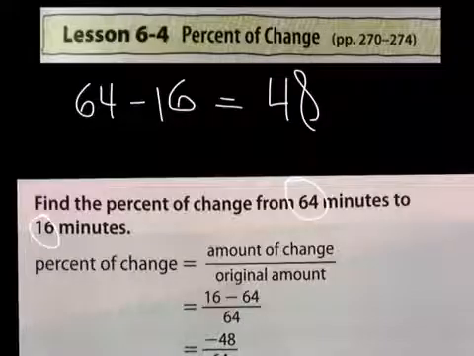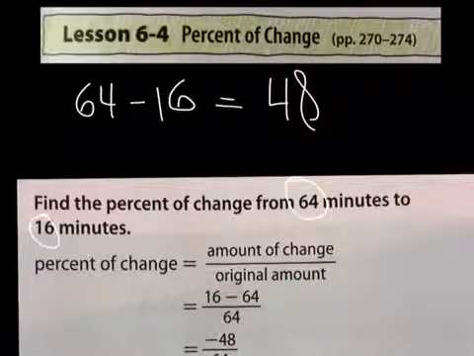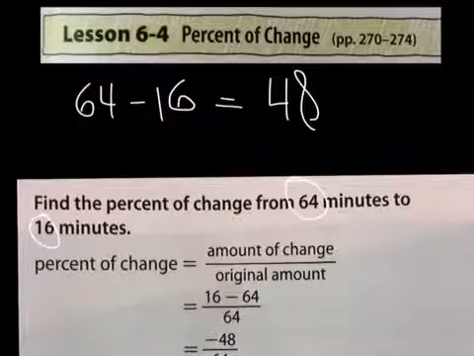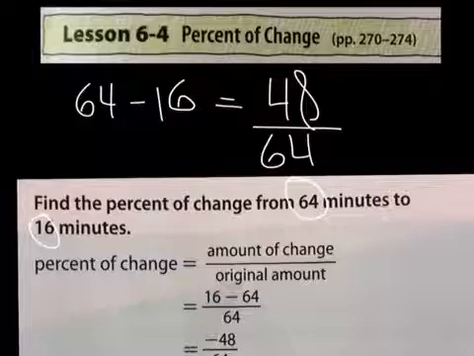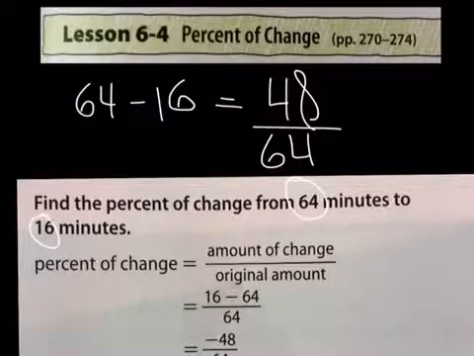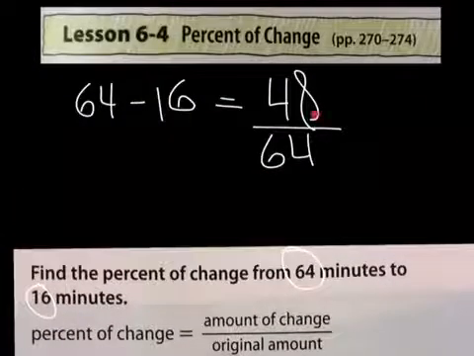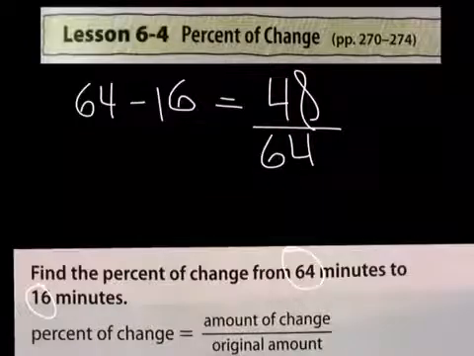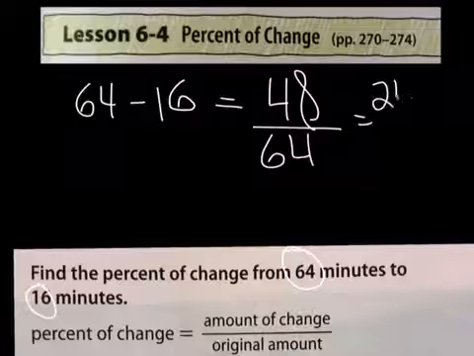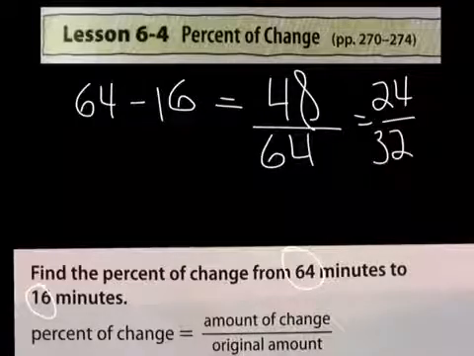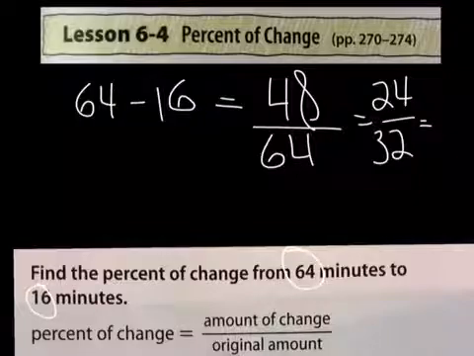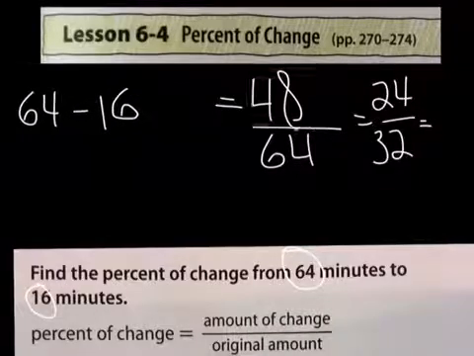And now we want to understand what this is out of the original amount. The original number was 64, out of 64. Do you see? So that's how much it's changed from that number to this number. Now I can see that they both are even numbers. I'm going to make it even simpler for myself and write half of it on the top, 24, and half of it on the bottom is 32. I can see that they're both divisible by 8. Do you see it? They're both divisible by 8.